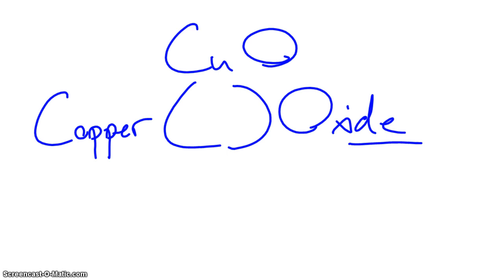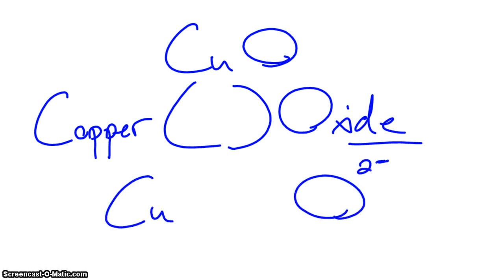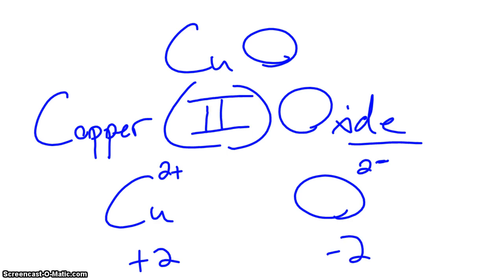Well, if we separate out these two ions, oxygen has a 2 negative charge. So if there's only 1 copper in the compound, that means copper has to have a +2 charge in order for the charges to balance out. So that means this is copper 2 oxide.